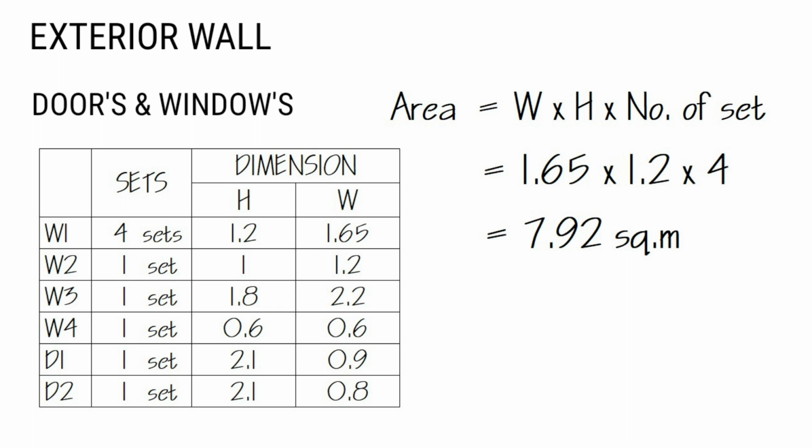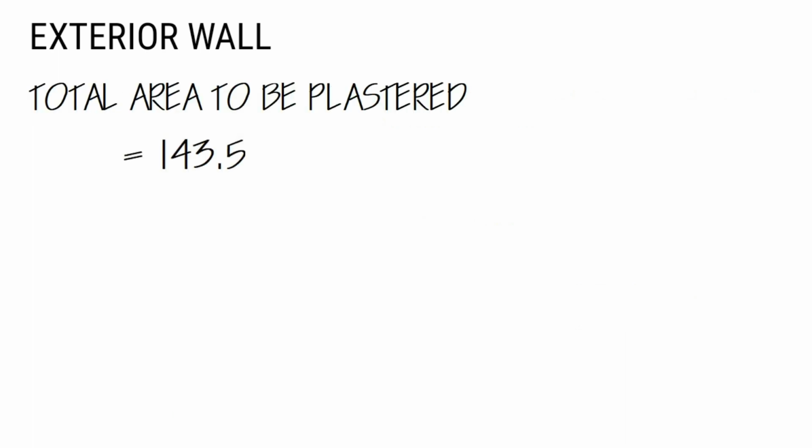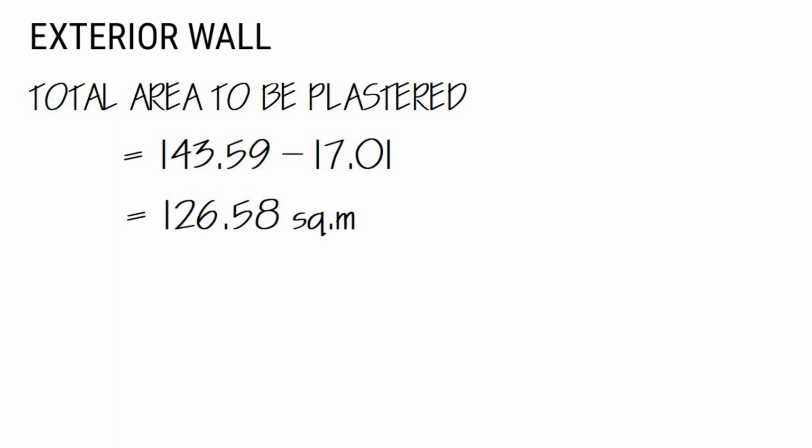And the rest, ito yung result. Total, that is equal to 17.01 square meters. So, area to be plastered, that is equal to 143.59. Ibawas natin yung area ng mga opening ng bintana at pintuan. So, minus 17.01, that is equal to 126.58 square meters.